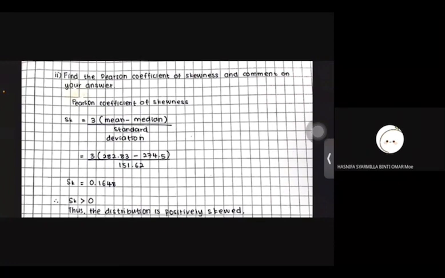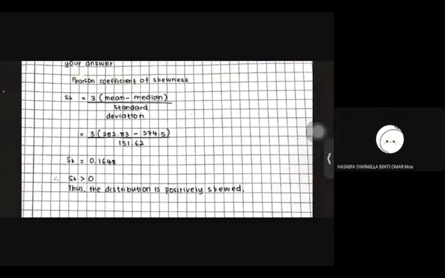This question asks to find the Pearson coefficient of skewness and comment on your answer. To find the Pearson coefficient of skewness, we need to use this formula, which is SK equal to 3 open bracket mean minus median close bracket over standard deviation. From question B, we already calculated the mean, the median, and the standard deviation. So what we need to do is to substitute these values into the formula, and we will get the final answer.